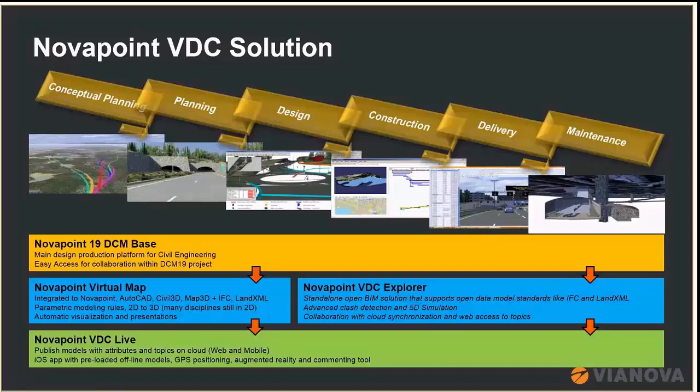So I'll tell you a bit about the Novapoint VDC products. These VDC products are made in Finland, and we have three different products. We have Virtual Map, which everybody is probably familiar with. Then we have VDC Explorer, a standalone, easy to use BIM design, analysis, and simulation tool. And then we have VDC Live, a model server on the internet, so you can make these models public to the public or decision makers, publishing your models on the internet and mobile.